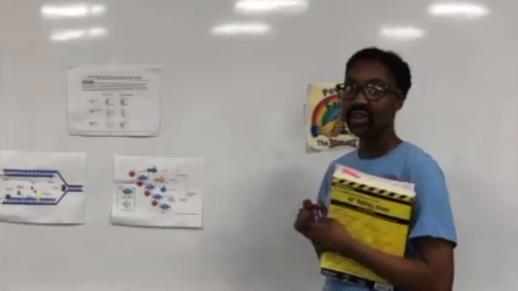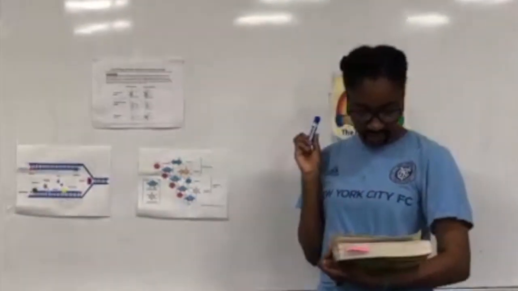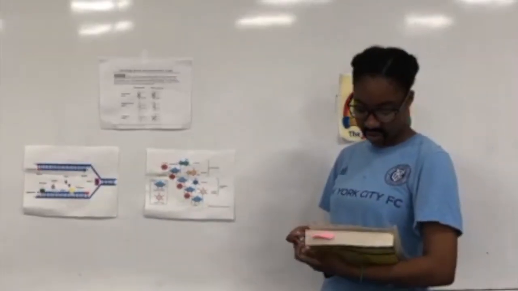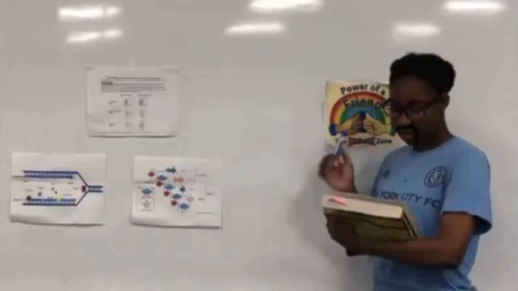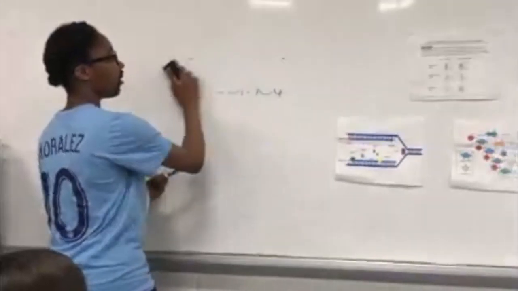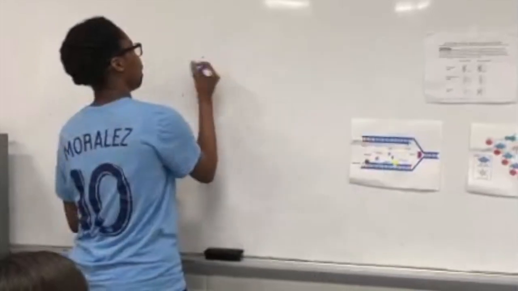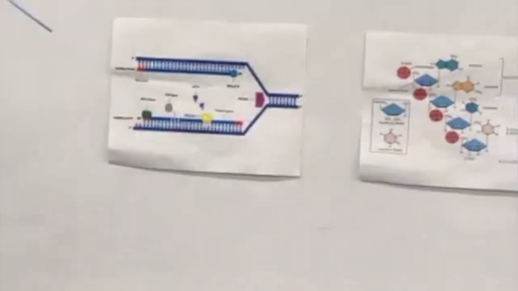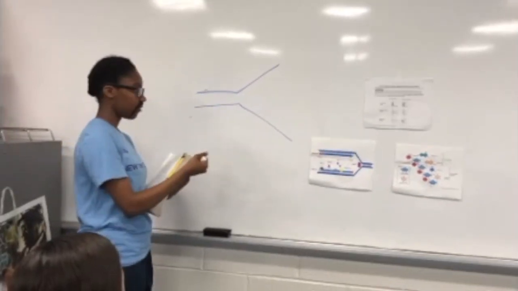Okay, let's finally begin talking about replication. DNA replication is a process by which a double-stranded DNA molecule is copied to produce two identical DNA molecules. We begin the process of DNA replication with the enzyme helicase. Can anyone tell me what helicase does? Helicase unwinds the double helix, splitting the hydrogen bonds between the base pairs. Great job. The point where the splitting starts is called the replication fork.